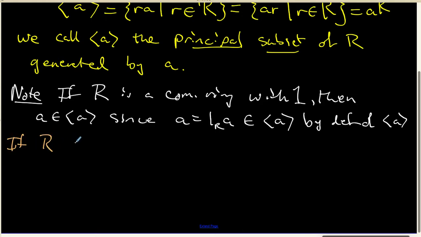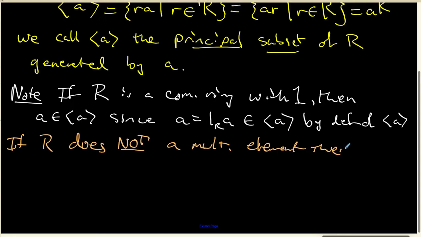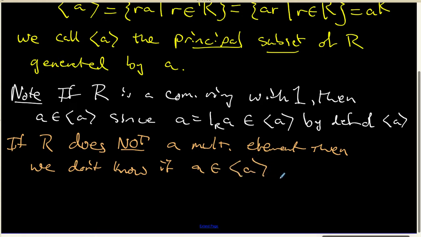If R does not have a multiplicative identity element, then it turns out that we really can't say anything about whether or not A belongs to the principal subset. So we don't know if A belongs to the principal subset generated by A. And I want to look at two examples that illustrate this point.